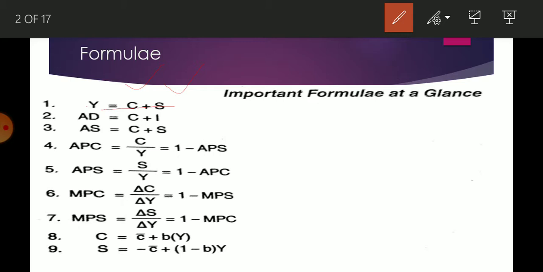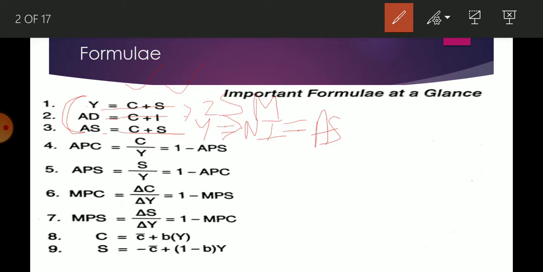Next is given AD is equal to C plus I. It is related to the two sector model. Now the third equation is given: AS, that is aggregate supply, is the sum total of C plus S. Remember, Y means national income, and national income and aggregate supply are both the same thing. That is why you can see in both equations the same thing is given, C plus S.